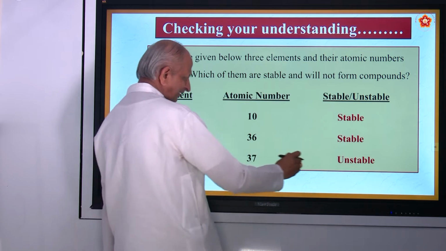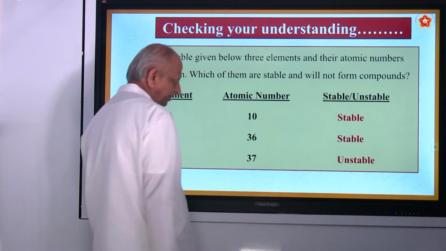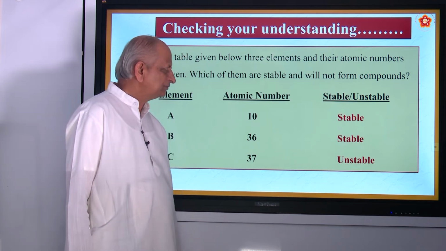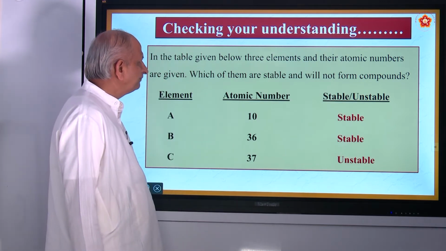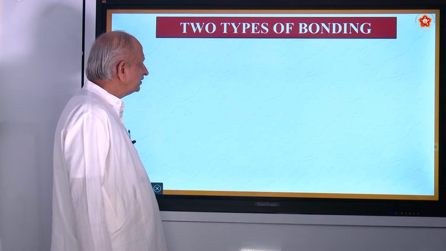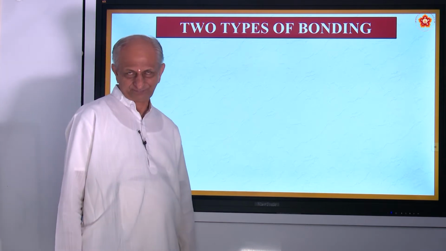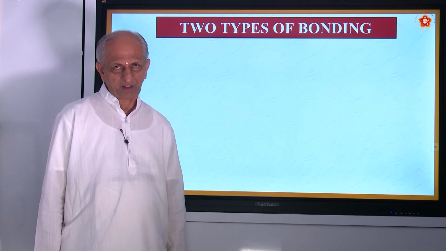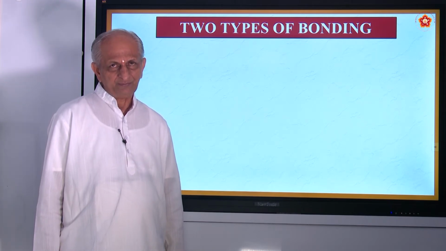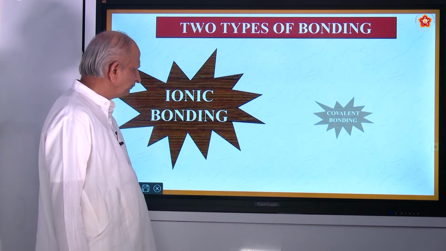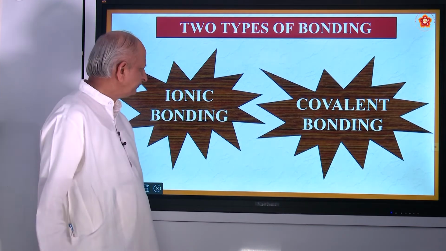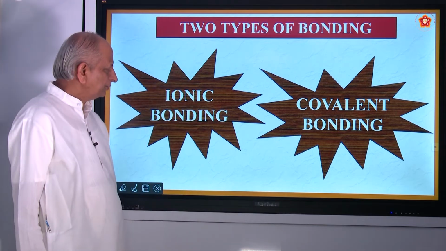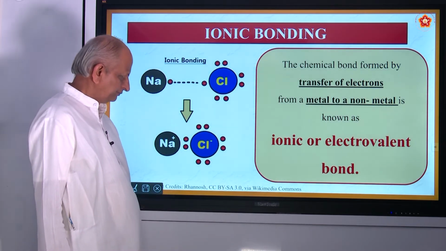And element C is not stable because it has more than 8 electrons in the outermost shell, and therefore we say it is unstable. Now let us see 2 types of bonding. One is called electrovalent bond or ionic bond. The second one is called covalent bond. So 2 types of bonding, ionic bonding and covalent bonding. Let us see them one by one.